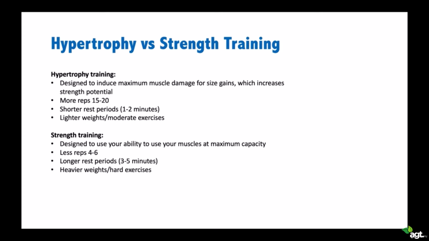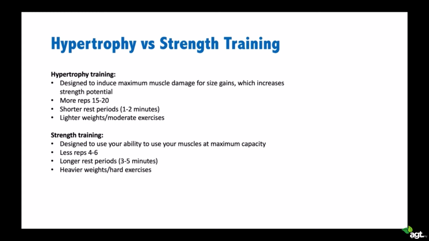Well, hypertrophy training is designed to induce maximum muscle damage for size gains, which increases strength potential. The rep range you'll be looking for is between 15 to 20. You'll be having much shorter rest periods, between 1 to 2 minutes, and using lighter weights or moderate exercises in order to get 15 to 20 reps out of.